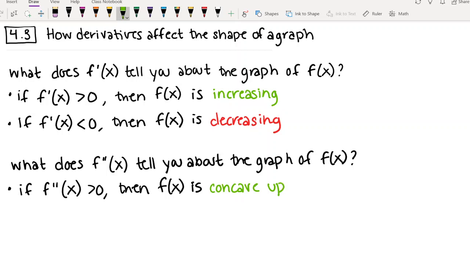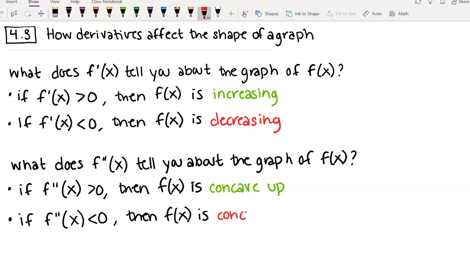And if you're having trouble remembering that fact, I would just think back to that first example we did and think about the fact that the slopes are getting steeper and steeper, they're increasing. And so because the slopes are increasing, the second derivative is positive. Whereas if the slopes are decreasing, then that tells you that the graph is concave down. And so that means the second derivative is negative.